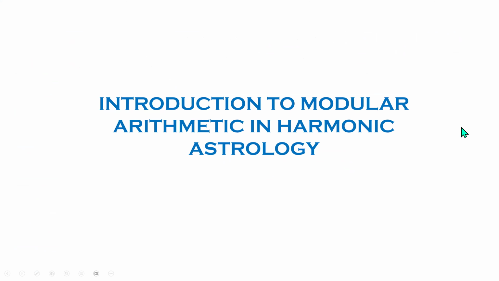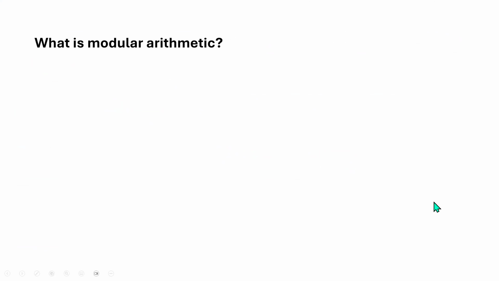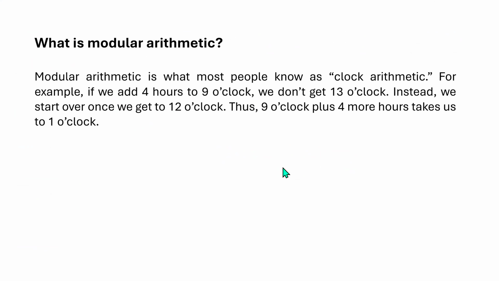And we're ready. Introduction to Modular Arithmetic and Harmonic Astrology. So, what is modular arithmetic? That's the big question and what we will focus on today. Well, modular arithmetic is what most people know as clock arithmetic. For example, if we add 4 hours to 9 o'clock, we don't get 13 o'clock. Instead, we start over once we get to 12 o'clock. Thus, 9 o'clock plus 4 more hours takes us to 1 o'clock.